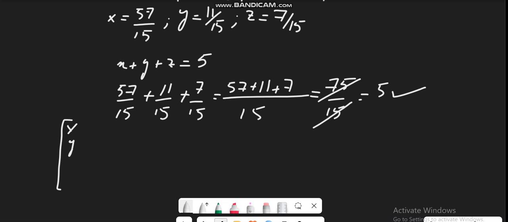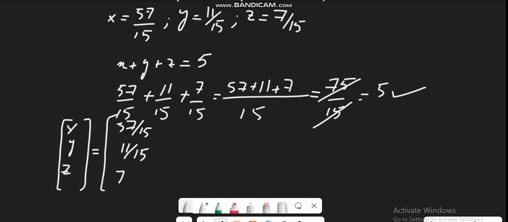x, y, and z can be written in the vector format, where the value of x is equal to 57 divided by 15, the value of y is equal to 11 divided by 15, and the value of z is 7 divided by 15. So this is the solution, and thank you for watching.